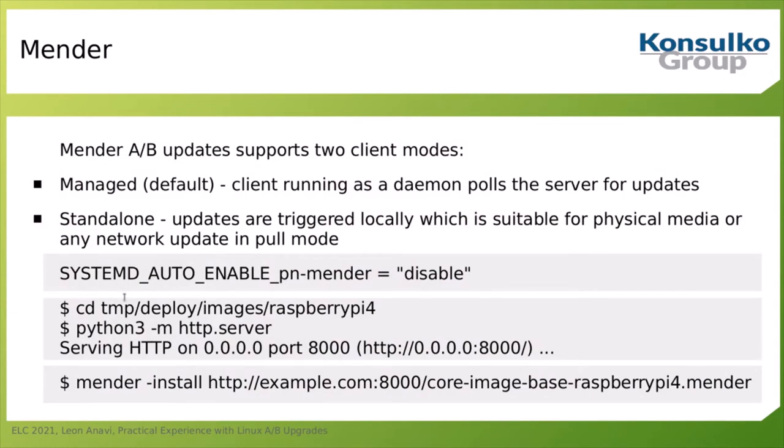So the first part of this example is that in local.conf we have to disable the Mender client, which by default is automatically enabled. This example is for an over-the-air update. Then we need to run a simple HTTP script. I'm using Python in this case. And on the embedded device, we need to run mender install followed by the URL where you download it. And of course, instead of a URL, if we're doing the example that I mentioned with a USB stick, we should use the path to the file.